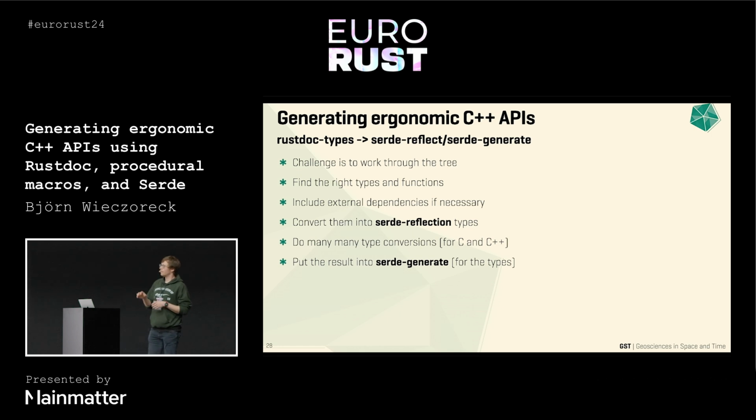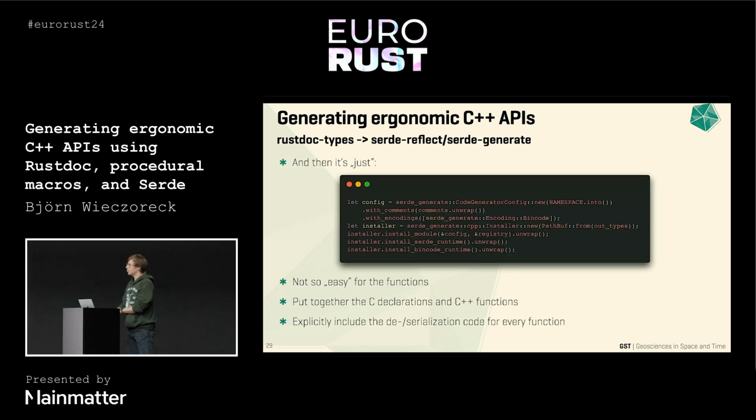Now this is really a kind of messy process. For us, it was a very iterative process, but still, to resolve all of these functions, all of these types, we had to do a lot of work to go through this Rustdoc types structure. But at the end of the day, if you have everything together, you can turn it into Serde reflection types, which is kind of neat because you can put them into Serde generate, which generates all the C++ types for us, including serialization and deserialization. So that's really straightforward. And for the C API and for the C++ functions, we have to do something else. So here's just how simple it is at the end of the day with Serde generate.